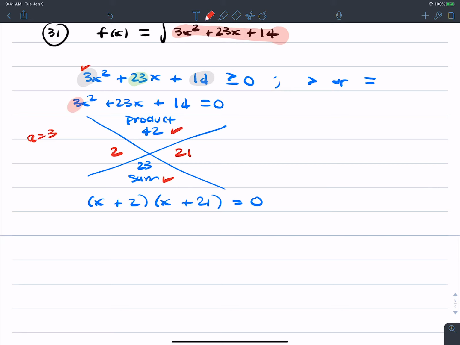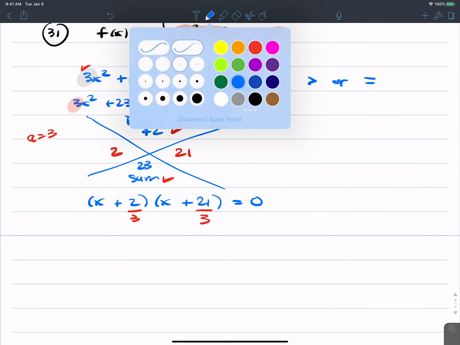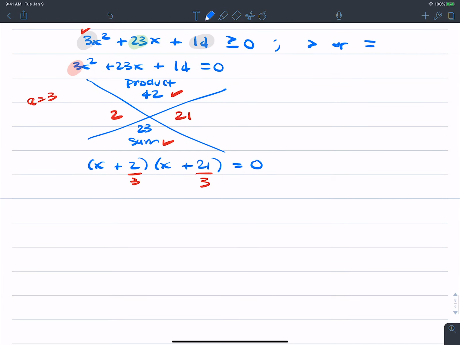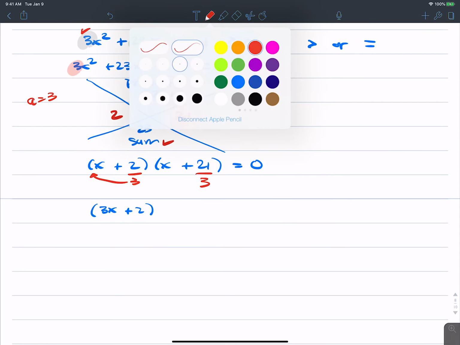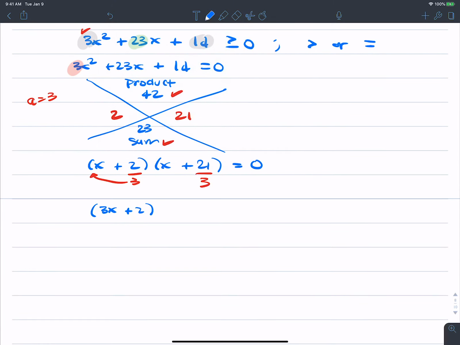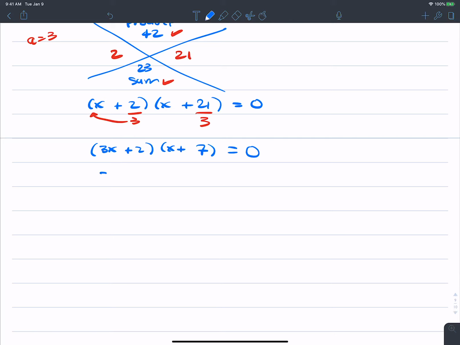So we're going to have to divide by 3, and hopefully we get a nice whole number. But if we don't, that's okay. Like in the first case, we don't get 2 divided by 3 being a whole number, so we're going to have to move that 3 over here. The second case, we do get a whole number, x plus 7 equals 0. So we're solving the equality, so we set 3x plus 2 equal to 0, x plus 7 equal to 0.